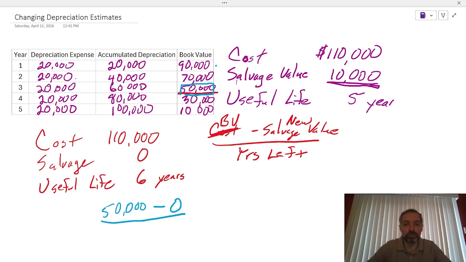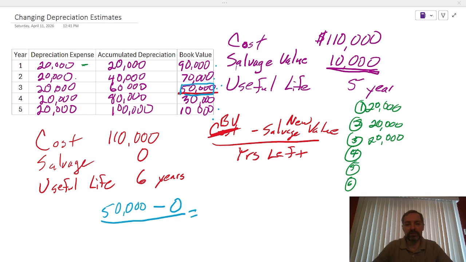We already have done years 1, 2, and 3. Those ones are gone. We have 4, 5, and 6 left. The years left are 3. So we did years 1, 2, and 3. And now we're going to do 4, 5, and 6. So we're going to put 3 years left. I know this doesn't come out to a nice round number, but it's going to be 16,667. It's actually 16,666.67. And so that's what we're going to do going forward.